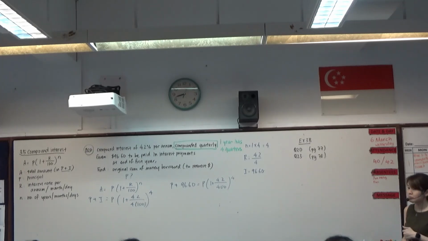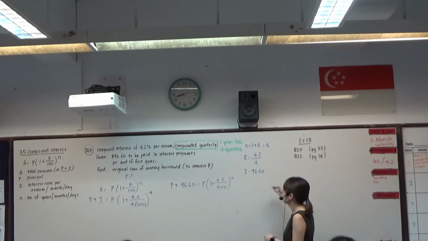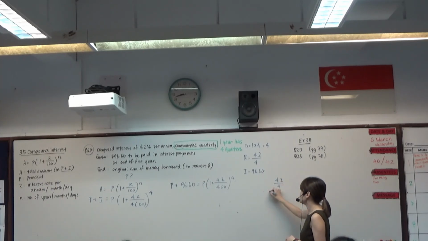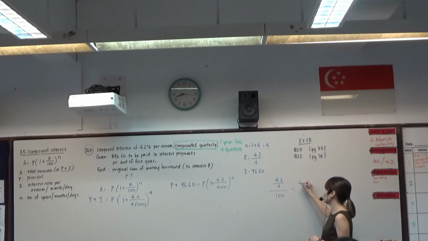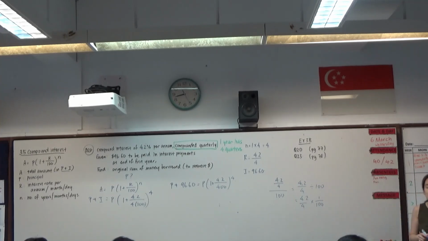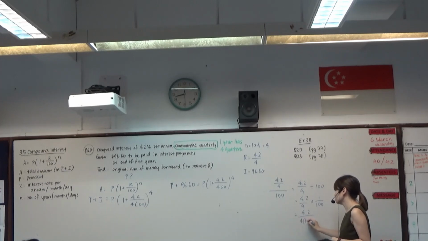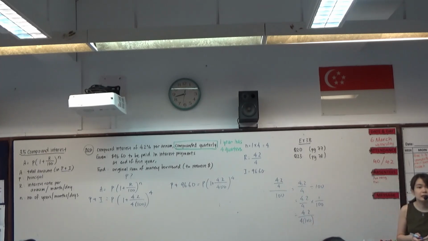Why the 100 times 4? Because your rate is 4.2 divided by 4. So 4.2 over 4 divided by 100 means 4.2 over 4 times 1 over 100. So divide by 100 means times 1 over 100. That's why I can say 4.2 over 4 times 100.